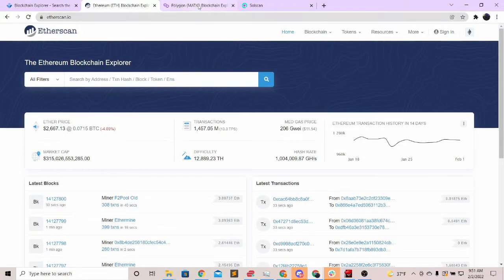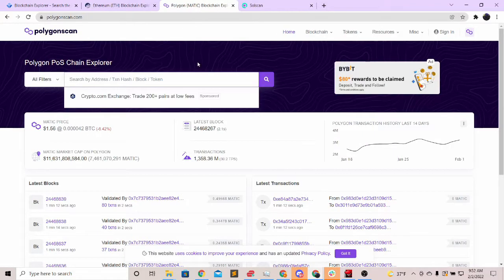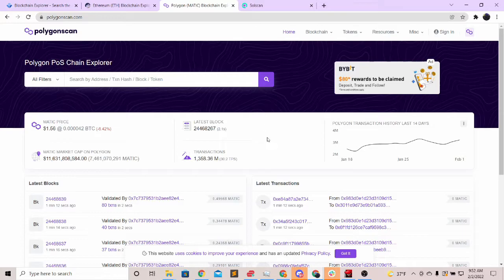If you look at Polygon Scan, it looks really similar because Polygon in general is just a scaling solution for Ethereum. So it looks basically the exact same as Ethereum. The main difference here is that we don't have the hash rate, and these aren't mined, they're validated by, and that's because Polygon is a proof of stake chain and not a proof of work chain, so it doesn't really have the hashing and mining functionality of Ethereum and Bitcoin.